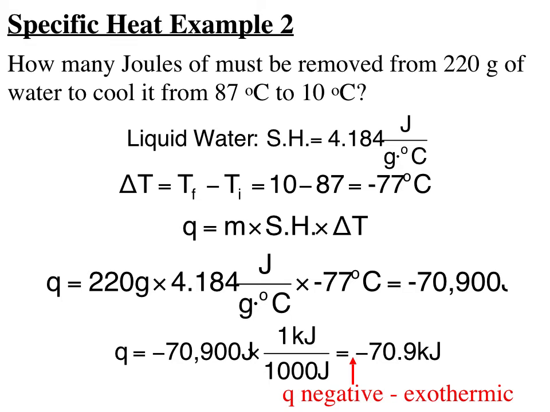So now I just put in the mass and the specific heat, cancel out some units, and when I do so, I get that Q is minus 70,900 joules, which of course I really don't like the size of that number. Put it into a little better unit by dividing by 1,000 and converting the joules to kilojoules. So this is negative 70.9 kilojoules, which is saying it is an exothermic process, which is saying I must remove 70.9 kilojoules of heat from 220 grams of water if I want to cool that water from 87 down to 10 degrees C. So the negative Q is telling me this is exothermic.